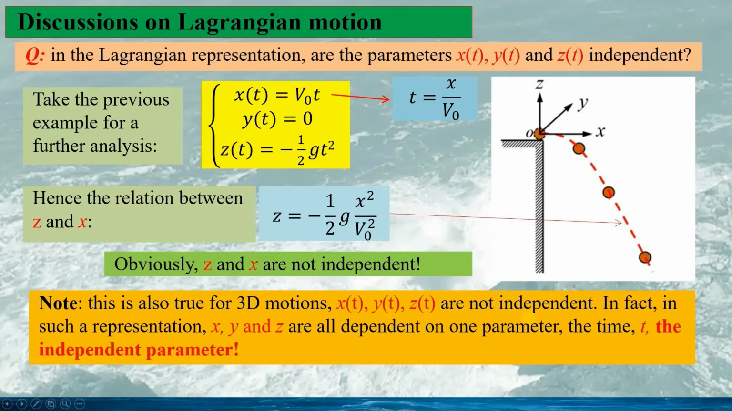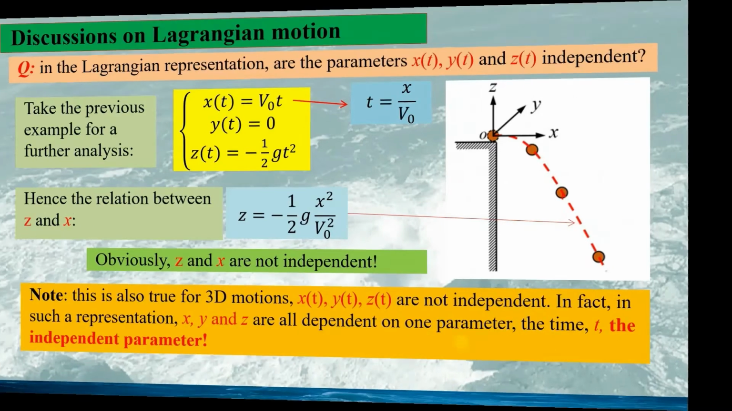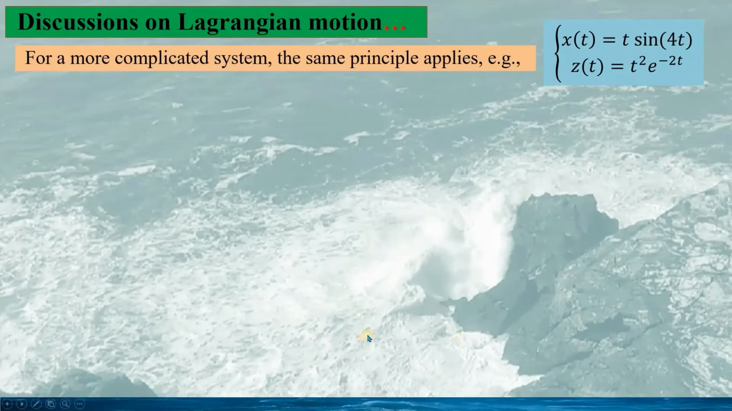In fact, in such a representation, the Lagrangian representation, on the trajectory, x, y, and z are all dependent on one parameter, the time t, which is the independent parameter in the Lagrangian representation.